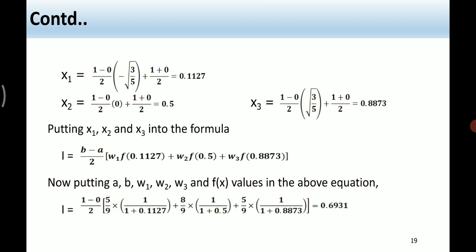So now we'll put the x1, x2 and x3 into your Gaussian quadrature 3-point formula. So we get I is equal to b minus a divided by 2 into w1 into f of 0.1127 plus w2 into f of 0.5 plus w3 into f of 0.8873. So now putting your a value, b value, w1, w2, w3 and f of x values in your above equations, we have I is equal to 1 minus 0 divided by 2 into 5 by 9 into 1 divided by 1 plus 0.1127 plus 8 by 9 into 1 divided by 1 plus 0.5 plus 5 by 9 into 1 divided by 1 plus 0.8873. So when you calculate this, we get the result 0.6931.